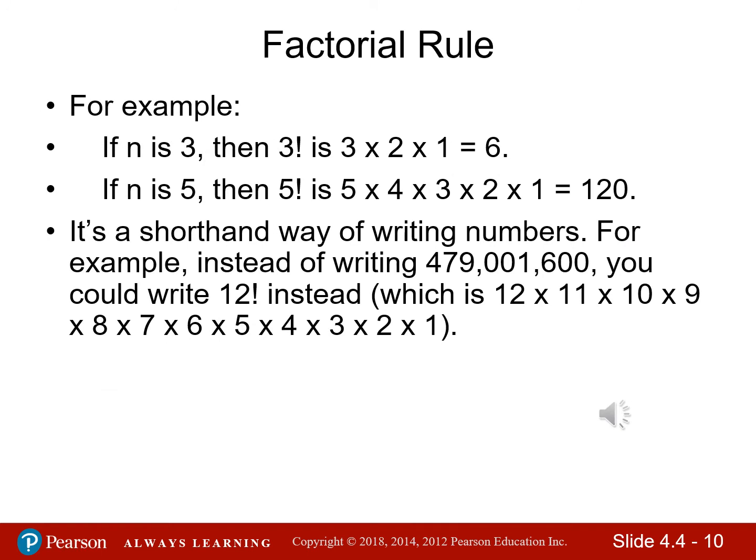Factorials are products of every whole number from 1 to n. For example, if n equals 3, then 3 factorial is equal to 3 times 2 times 1 equals 6. If n equals 5, then 5 factorial is equal to 5 times 4 times 3 times 2 times 1 equals 120. It's a shorthand way of writing numbers. For example, instead of writing 479 million and 1,600, you could write 12 factorial instead.